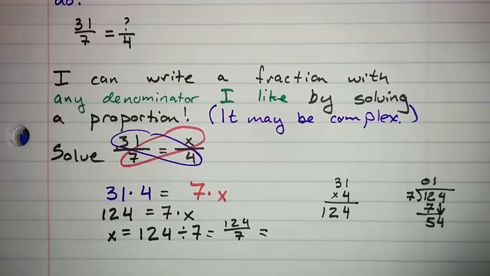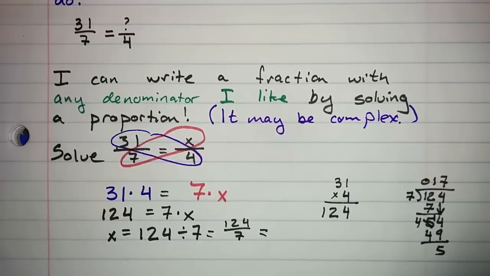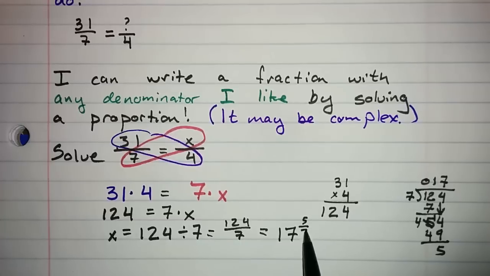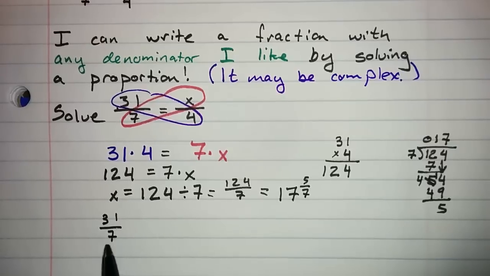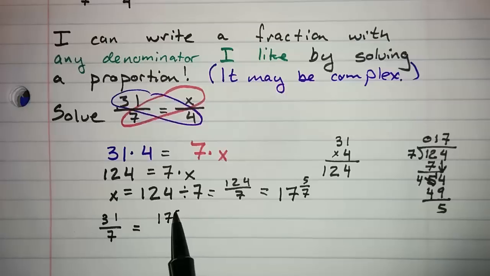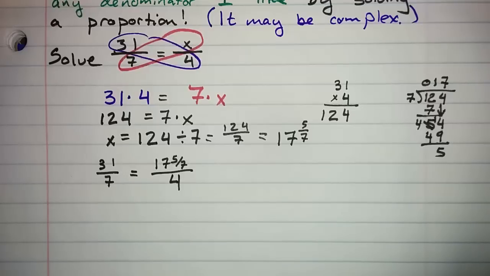7 goes into 54. 7 times 8, 54? Checking the multiplication table, no, that's 56. So 7 goes into 54 7 times. 7 times 7 is 49. I have 5 left over. So I get 17 whole things, and I have 5/7 left over. So it turns out that 31/7 is 17 5/7 fourths.